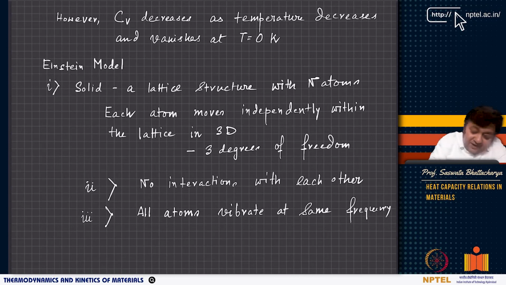Now, Einstein proposed a model where he considered a solid as a lattice structure with n atoms. It can be a face-centered cubic lattice, a body-centered cubic lattice, a simple cubic lattice, a tetragonal lattice, whatever. But it has a lattice structure with a certain number of atoms. Again, these are the assumptions of Einstein's model.